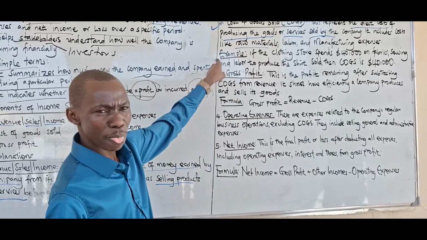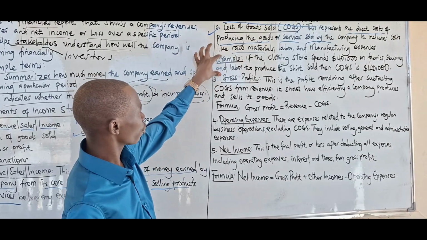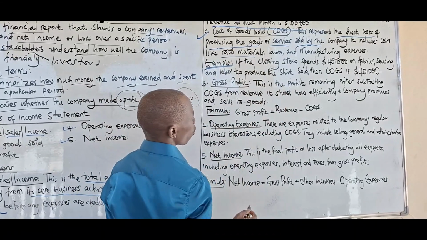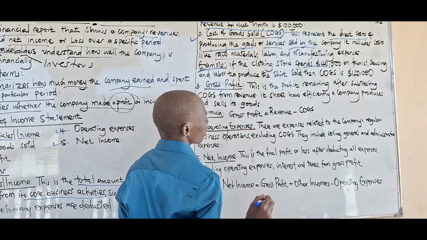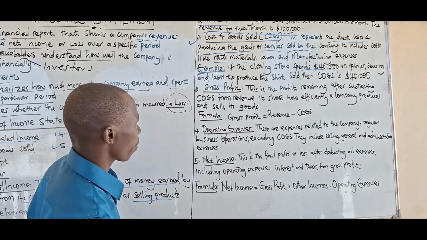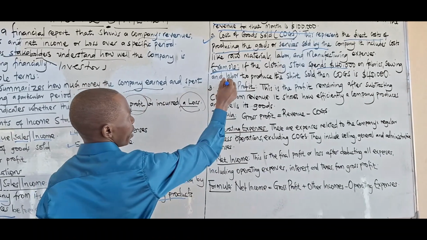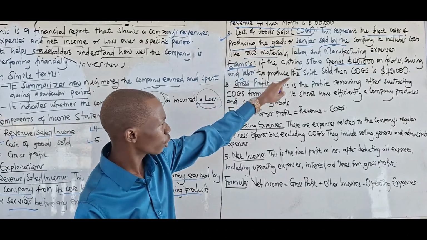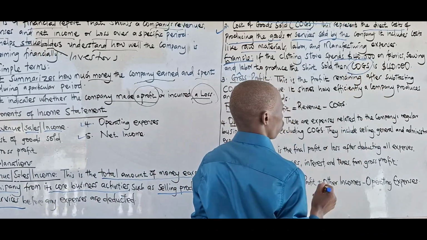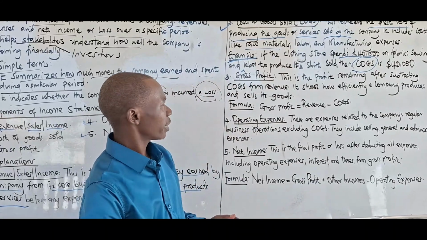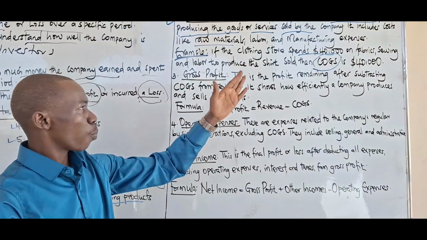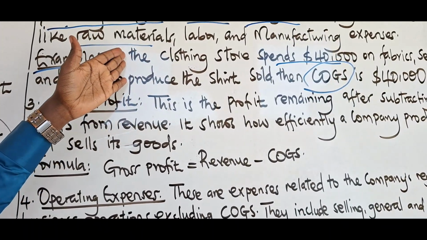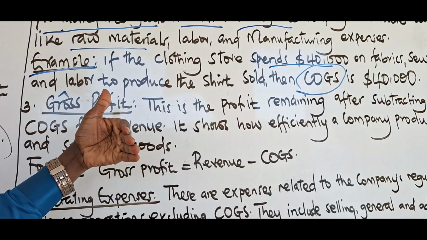Take an example to know how you know that this is cost of sale. Look at this example here. Suppose a clothing store spends 40,000 on fabric, sewing, and labor. This would be direct labor to produce the shirt. We shall say the cost of goods sold or goods produced is 40,000. Basically, the money is spent to produce the good, or the money is spent to buy goods for selling. That is the direct cost we are talking about.